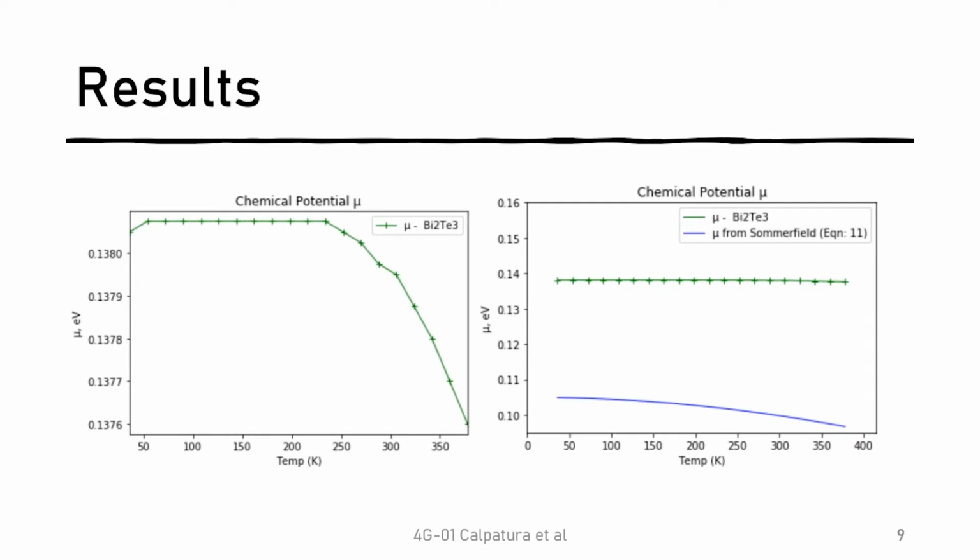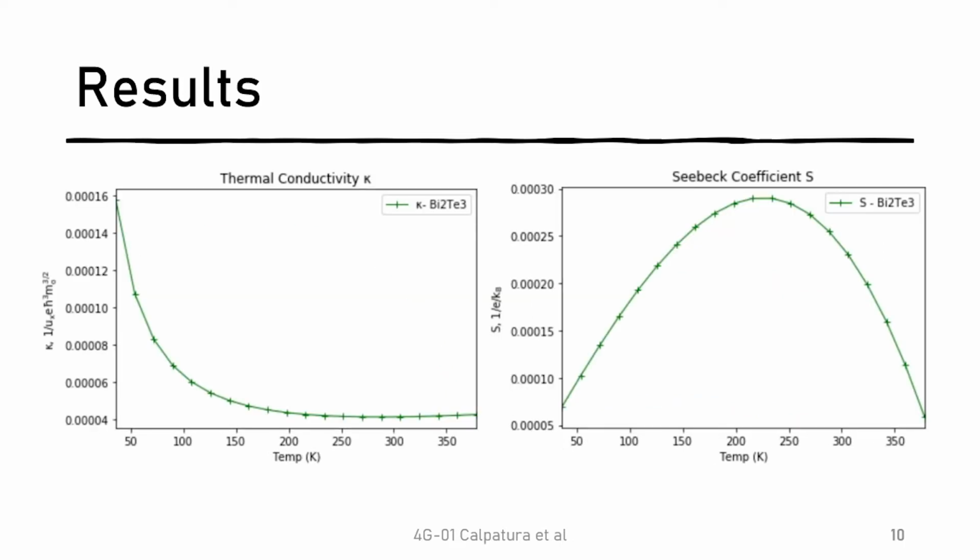The plot on the left shows the calculated chemical potential, and the plot on the right shows how it compares to the chemical potential from the Sommerfeld expansion. We see here that the calculated chemical potential follows the same trend as the one from the Sommerfeld expansion. These two plots show the thermal conductivity and the Seebeck coefficient's temperature dependence. Electrical conductivity was not shown as it remained relatively constant from low to high temperature ranges.